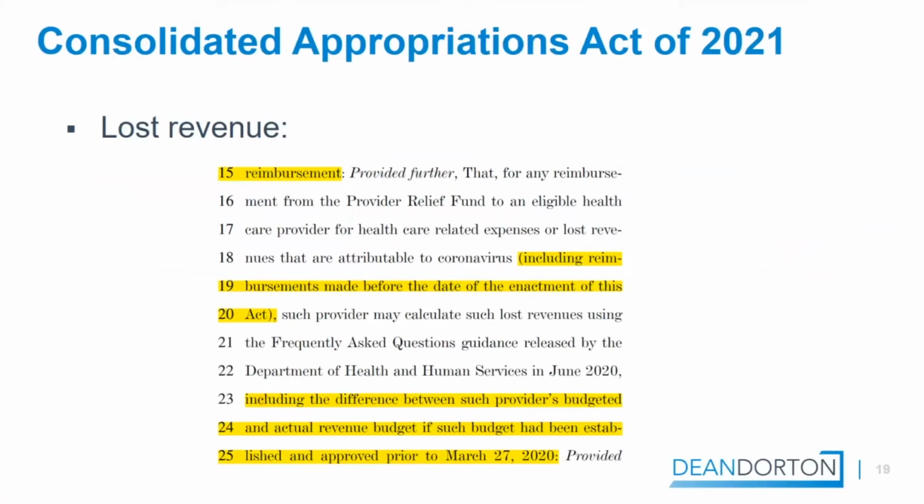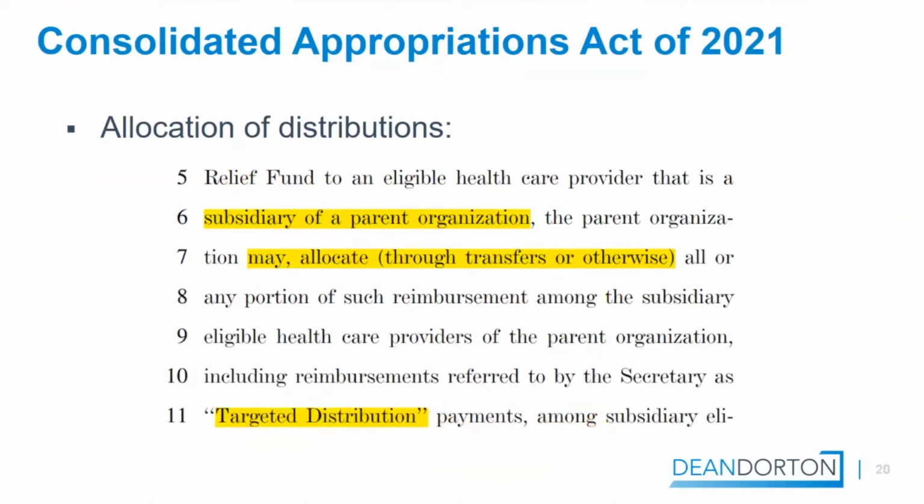I added in the specific text from the stimulus bill in December. It just points out there at the bottom where the provider may calculate lost revenues using the FAQs released in June of 2020. In addition, the stimulus bill included information that you could transfer targeted distributions within your health system. And there are some potential compliance things you need to know about that we'll dig into in a moment.